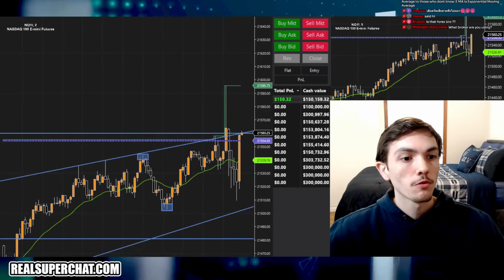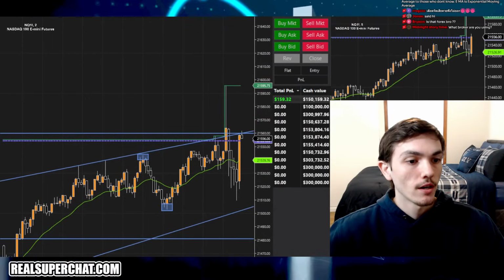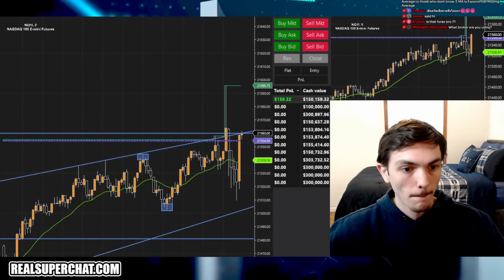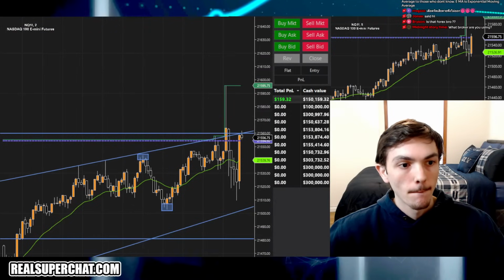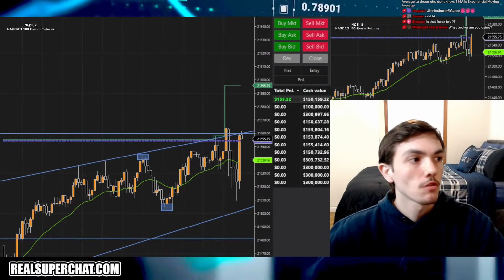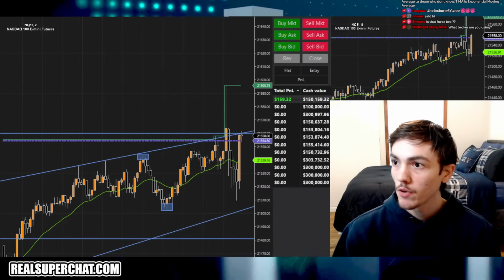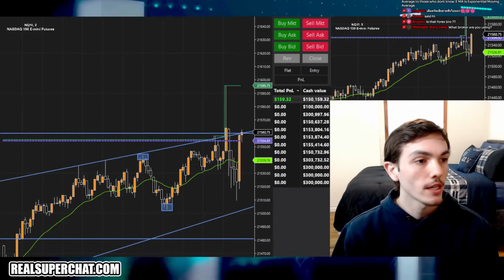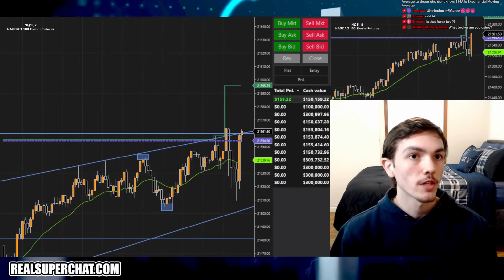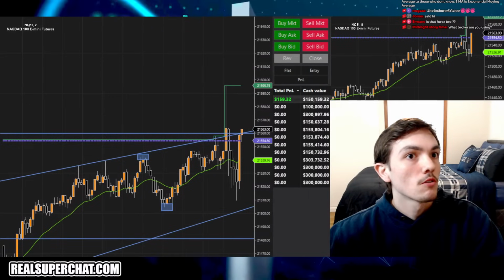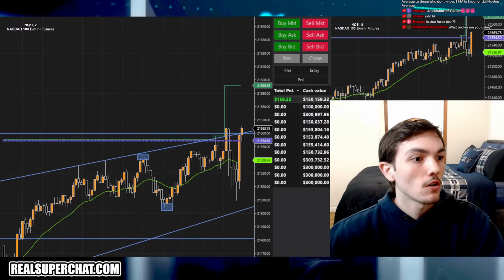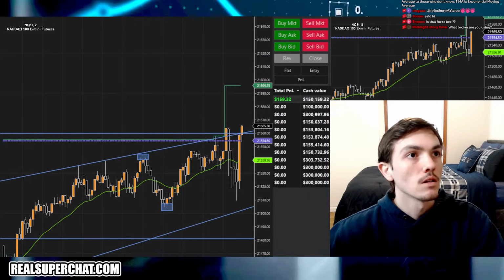Yes for long, no for short. Vote, chat. Do we think this is going to wick through and reclaim that pivot point as support? Do we think this is coming down to the ES VWAP? What do we think? Yes for long, no for short.